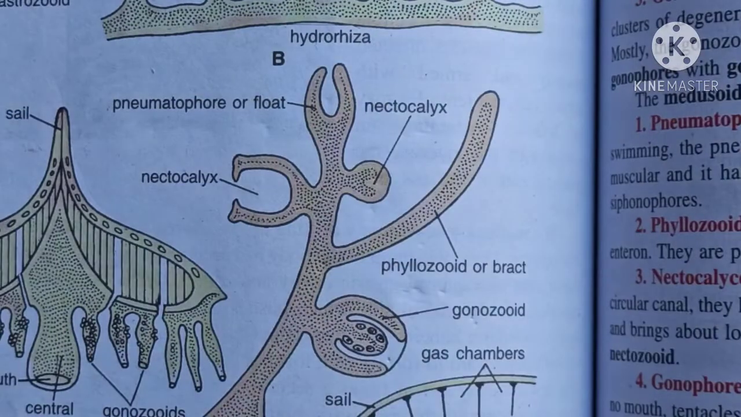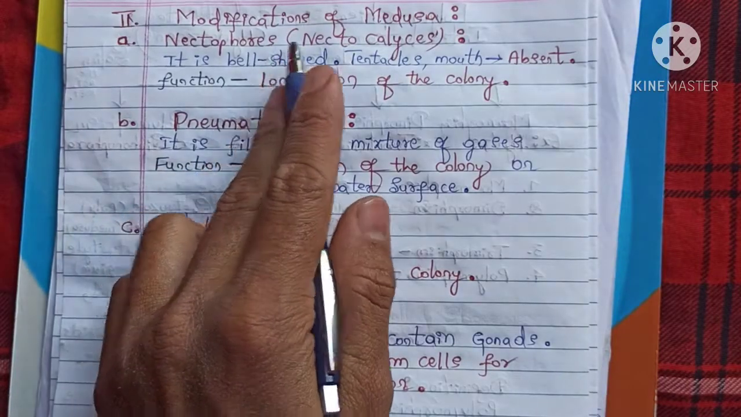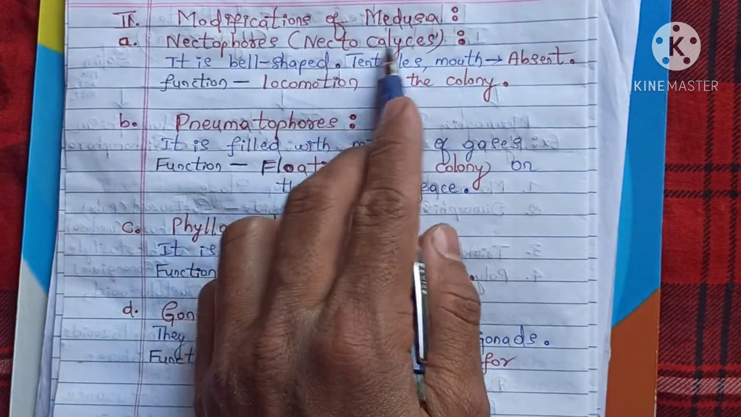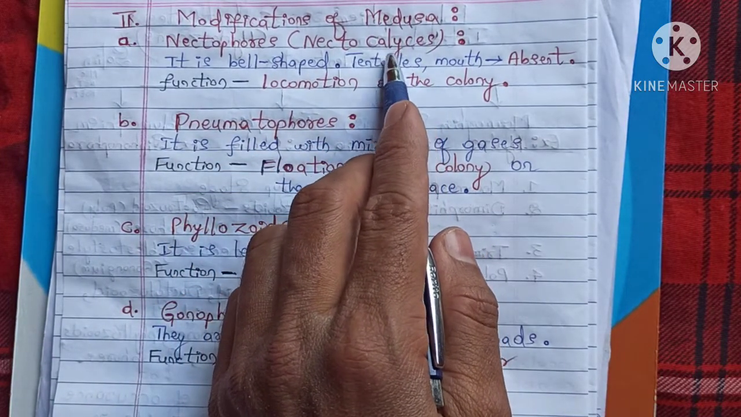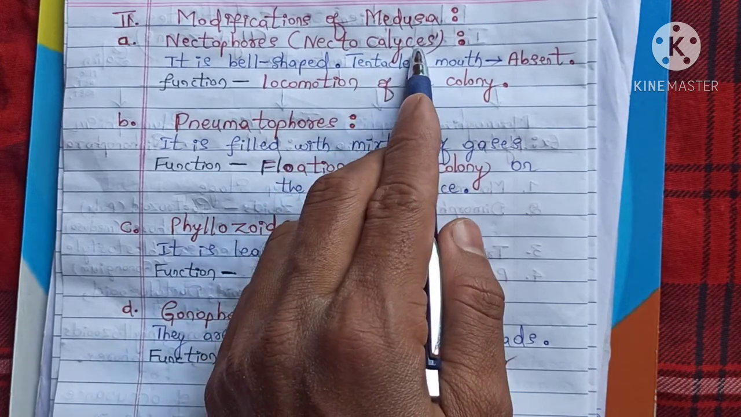Male and female reproductive cells are produced by gonophore. So once again, let us revise the modifications of medusa. The first one is nyctophores. It is also called nyctocalyces. Nyctocalyx means singular, nyctocalyces means plural.